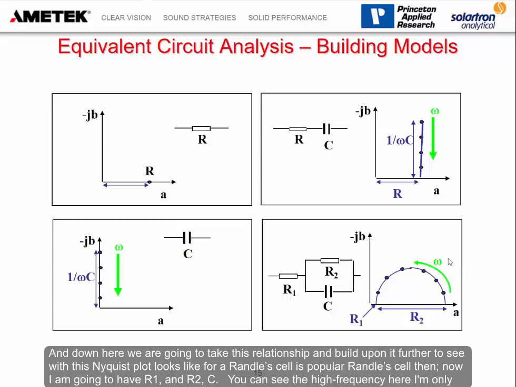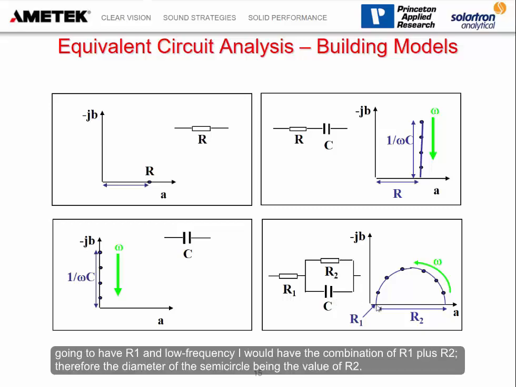And down here, we're going to take this relationship and build upon it further to see what this Nyquist plot looks like for a Randles cell. This popular Randles cell has an R1, an R2, and a C. And you can see at the high frequency here, I'm only going to have R1. At low frequency, I'm going to have the combination of R1 plus R2. Therefore, the diameter of the semicircle is the value of R2.